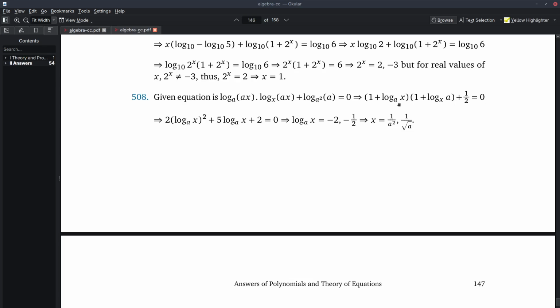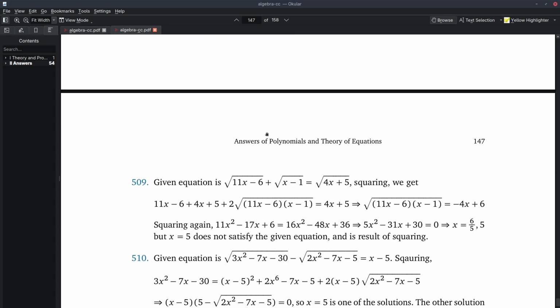Once we have that, we can write this as log of x with base a whole square. Note that this log of ax can be written as log of x with base a. So that's what we have done. Now this equation becomes 2 into log of x with base a whole square plus 5 log of x with base a plus 2 is equal to 0. And then you simply solve it. You arrive at these two solutions.